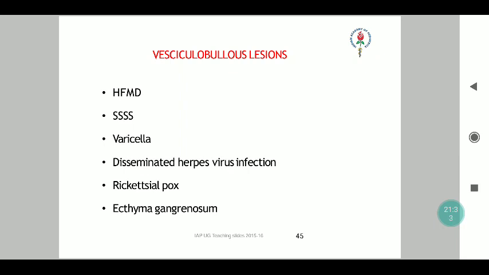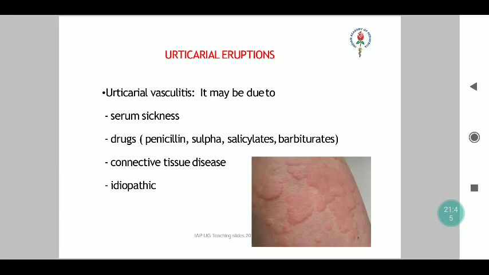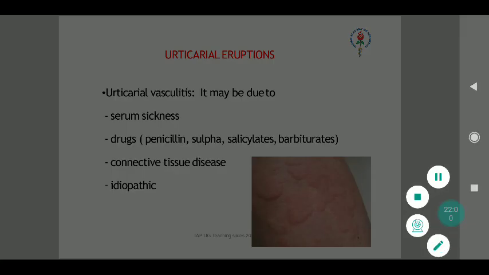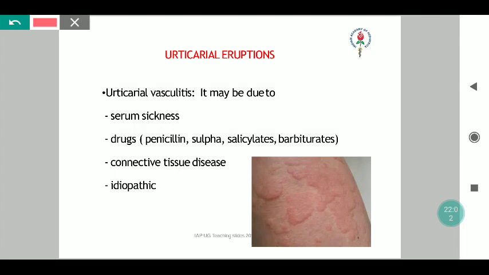Now, coming to vesiculobullous lesions, it could be because of hand, foot, mouth disease, the staphylococcal shock syndrome, varicella, disseminated herpes, rickettsial pox or ecthyma gangrenosum. And urticarial eruptions are often the most benign of the lesions we get in a pediatric outpatient. Generally because of serum sickness, because of a drug intake, rarely because of a connective tissue disease, rarely idiopathic. But the most common etiology for an urticarial eruption is the introduction of a new food item.